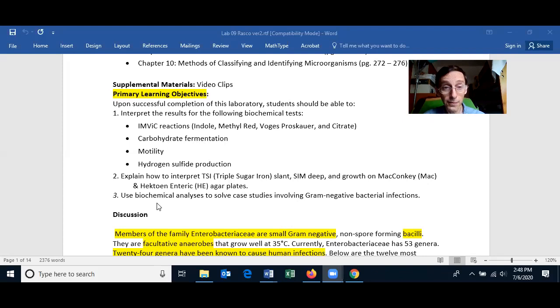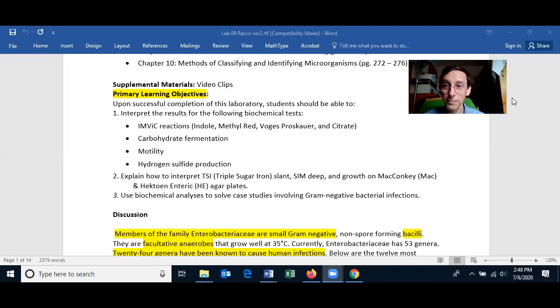Anyways, you use these biochemical analysis to help you identify the bacteria. And in today, we'll be identifying bacteria that are gram negative. And we'll look at gram negative bacteria that cause human infections. Any question about any of that?